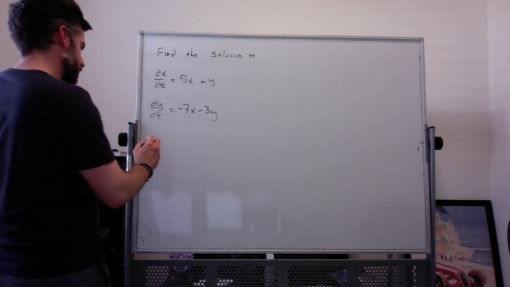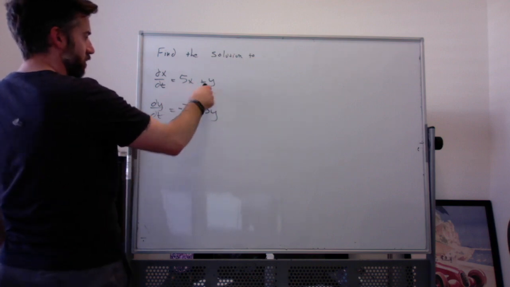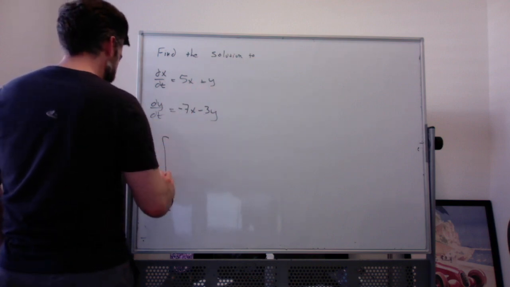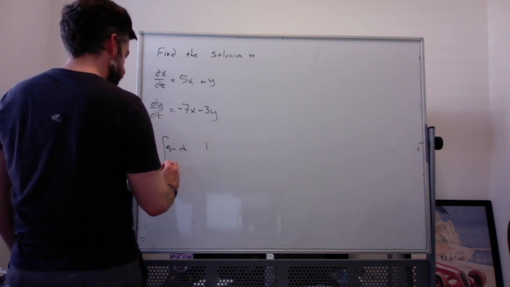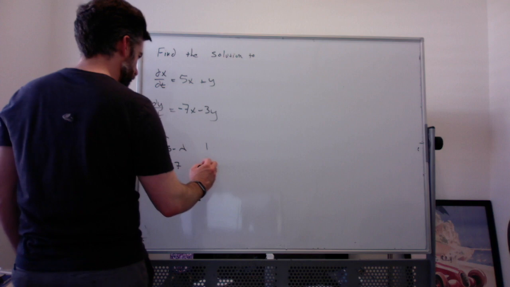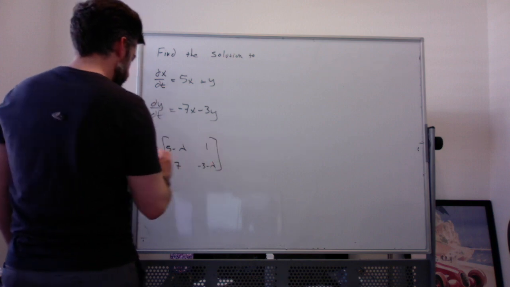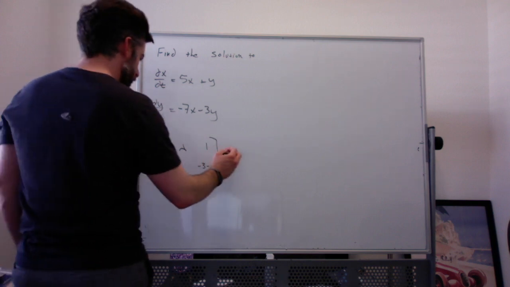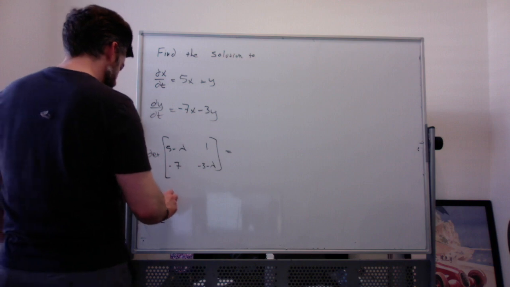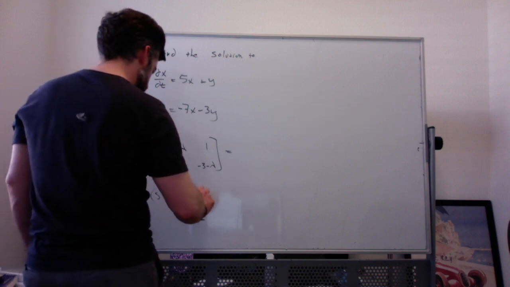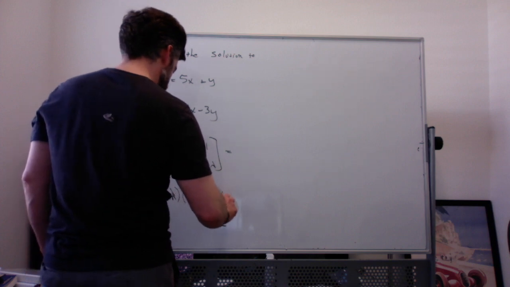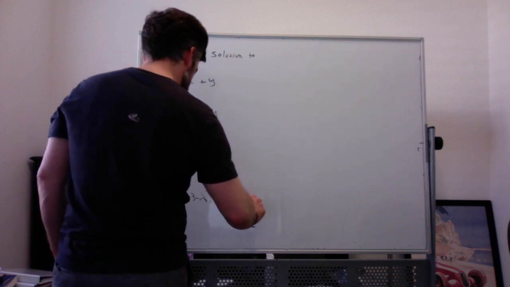So eigenvalues, our matrix A is 5, 1, negative 7, negative 3. So we've got 5 minus lambda, 1, negative 7, negative 3 minus lambda. Taking the determinant of that, we're getting 5 minus lambda times negative 3 minus lambda, minus 1 times negative 7, equal to 0.